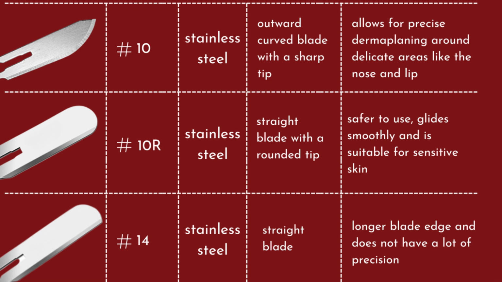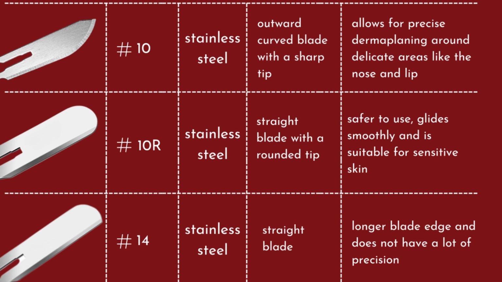So the first one, the 10 blade, this is the one that you're going to be using. This one has an outwardly curved blade with a very sharp tip. Why is that the one that we prefer? Because it has a curved blade and also a sharp tip, it gives you a lot of precision when you're working on, let's say, the chin, the nose, around the mouth. So you can really go into small intricate areas with this blade. It offers a lot of control and precision, which is why most of the time we choose to go with this specific blade.